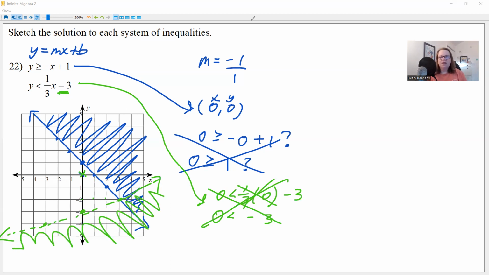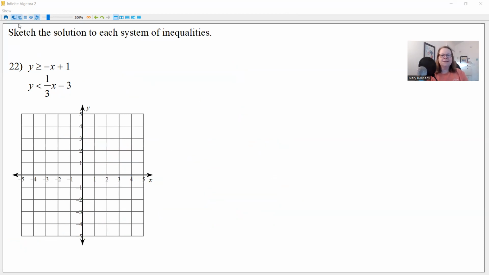Now, that shows that this little section that overlaps right here, this little triangle, I know it's not neat and pretty. I'll show you a neat and pretty solution in just a second. That little section, those are the solutions. The directions say sketch the solution here. And so the solutions are all in this little section where the orange is. Let me go ahead and clear that and show you. Okay, there we go.